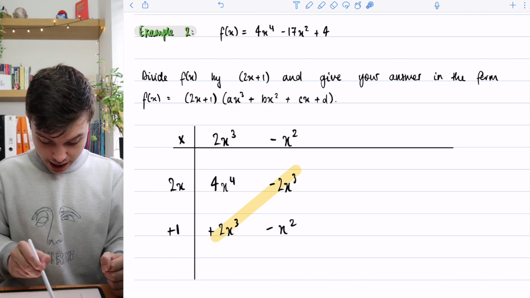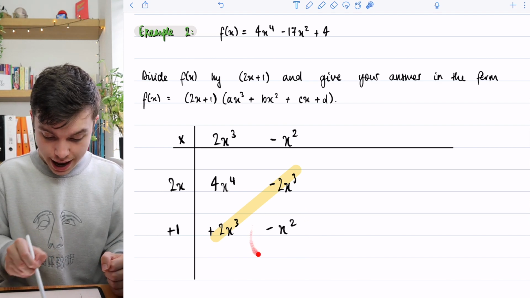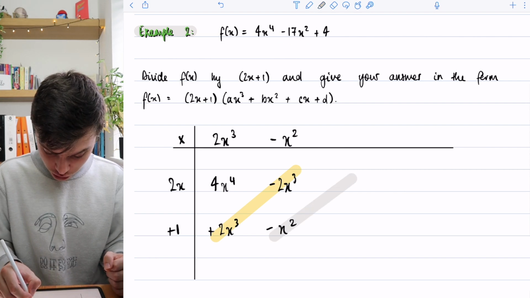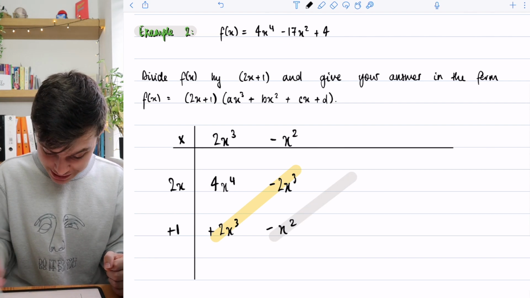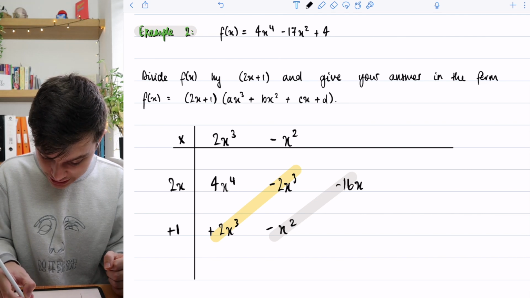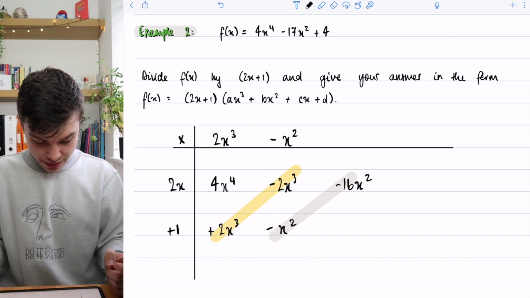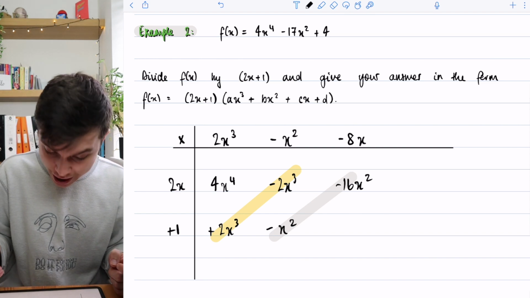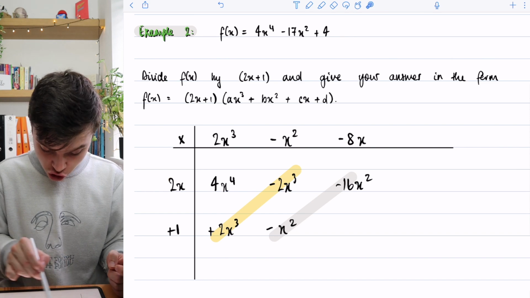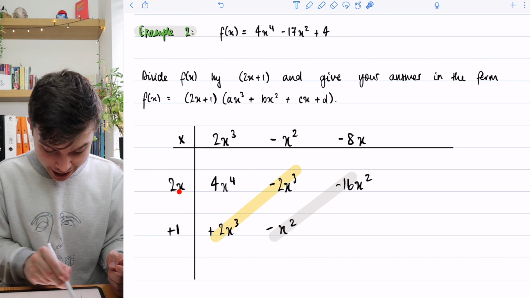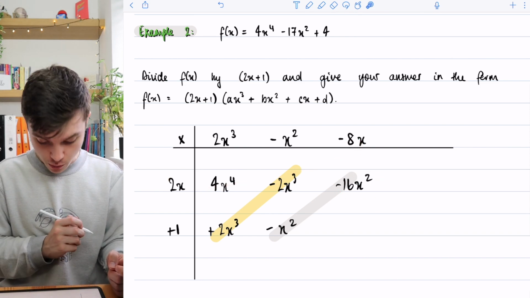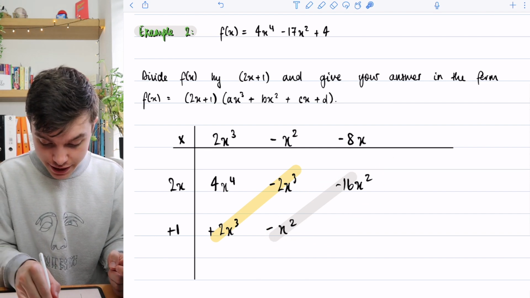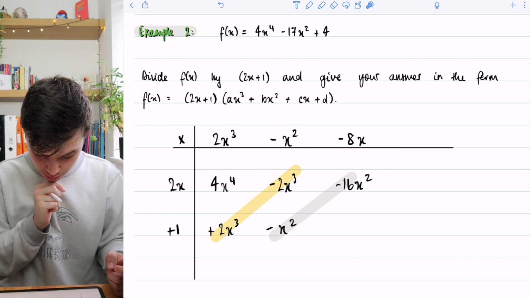Okay, I don't have minus 1x squared, I have minus 17, so working along the diagonal, I'm going to need to take off 16x squared. Then when I divide that by 2x, I'm going to have minus 8x. The minus 8 and the 2 will give me the minus 16, and the x times the x will give me x squared. That works perfectly, and along the diagonal they add to give me minus 17.